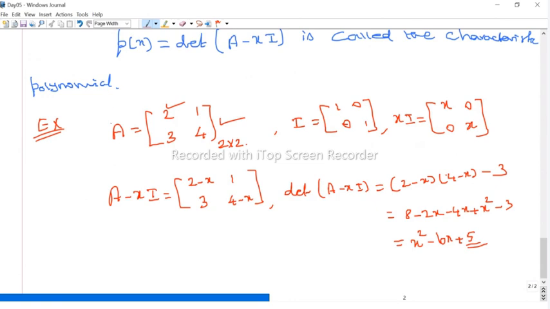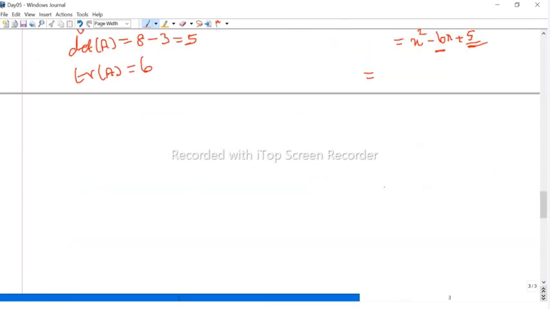And look at this. What is the determinant of this matrix actually? So what is the determinant of A? Again, 4 into 2 is 8 minus 1 into 3, which is nothing but 5. Okay. What about the trace? The trace of the matrix is the sum of the diagonals, 2 plus 4 is 6. Now look at the polynomial here. Here we get 6 and here we get 5. Therefore we can read it off for any 2 by 2 matrix. Therefore we can write the general statement.